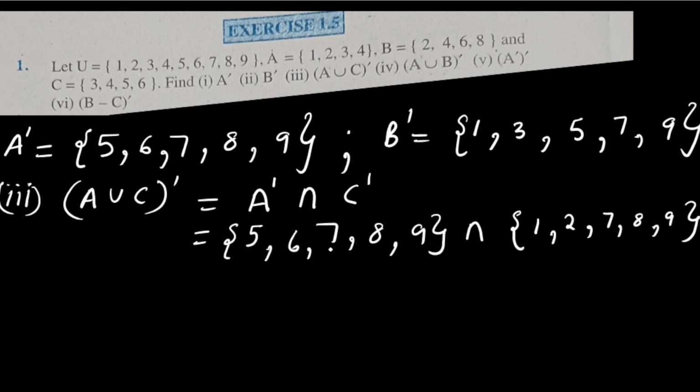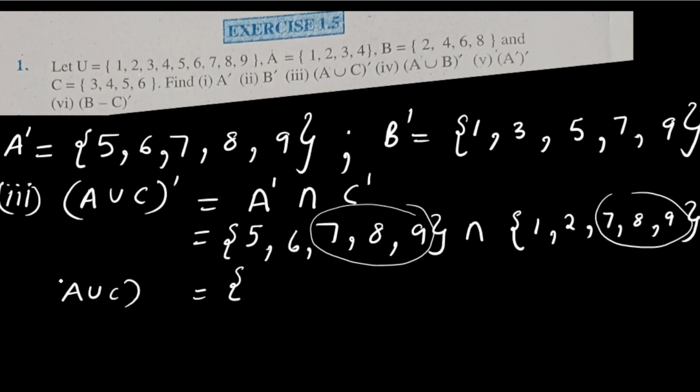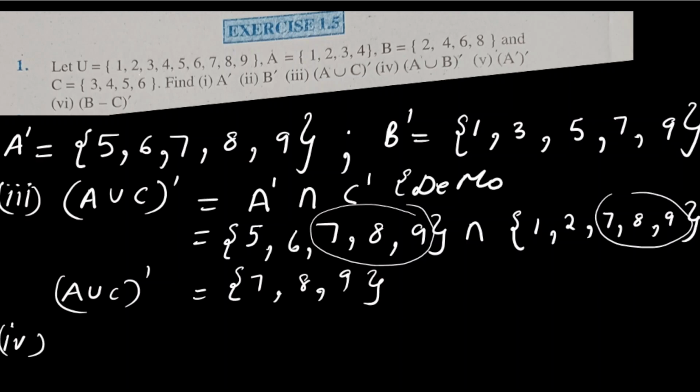Now we have to take intersection. I have explained to you in the previous video, intersection means the elements which are present in both the sets. So here 7, 8, 9 is present in both the sets. That means A union C's complement is equal to 7, 8, 9. So let's do fourth part. For third part, I have done it by applying De Morgan's law, so both ways it can be done.